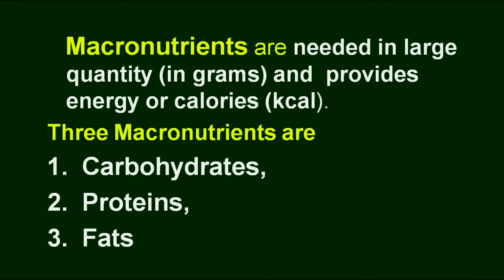When we talk of macronutrients, these are only three: carbohydrate, protein and fats. They are required in large quantity in terms of grams, and they provide energy which we understand in terms of calories, and we write in nutrition small k CAL. It is very particular, so do not confuse it with kcal or kilocalorie. In nutrition, it is written as small kcal, it means calories. We'll talk about micronutrients.